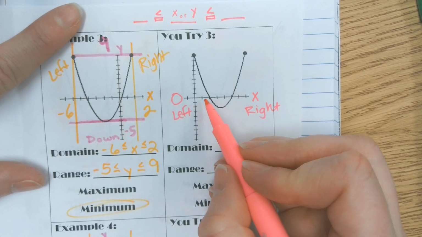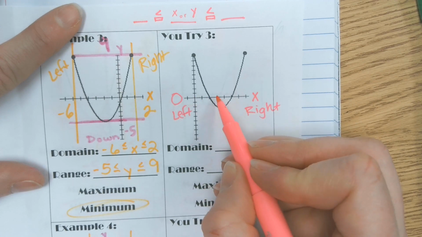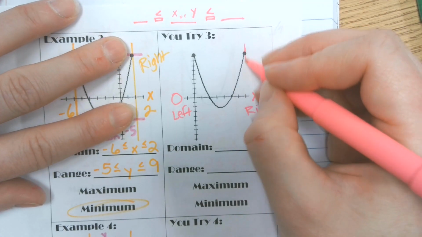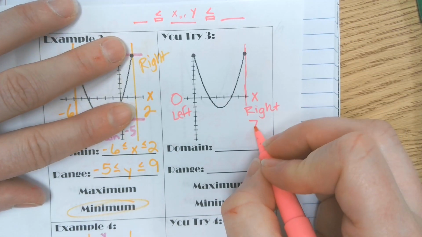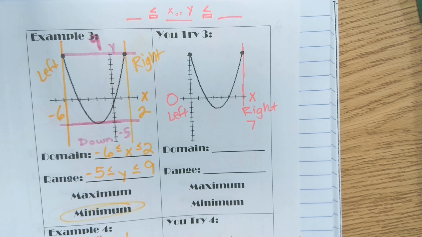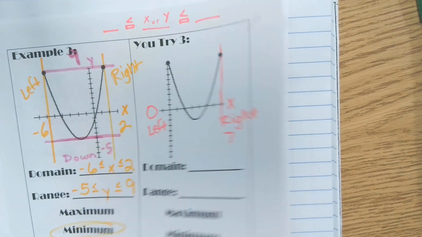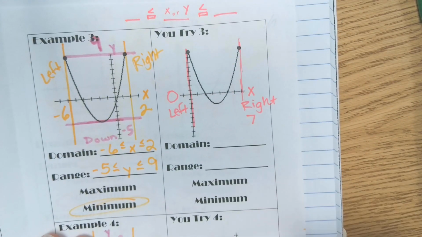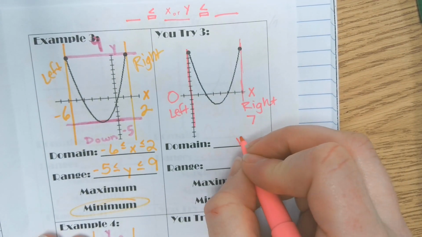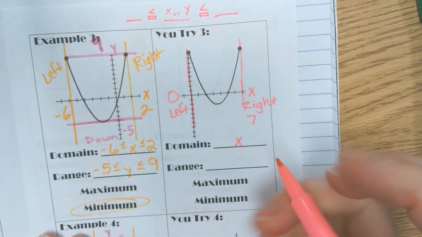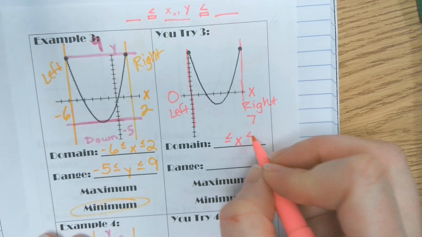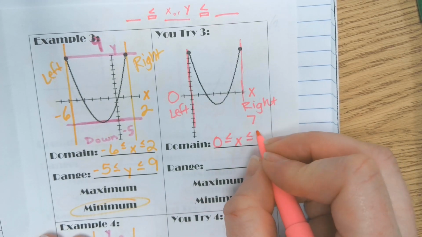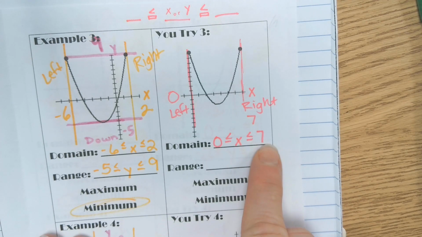And then right, it goes, let's count from the origin, 1, 2, 3, 4, 5, 6. I think that's a 7. Yeah, that'd be 7. So it goes 0 to 7. So we write that with X sandwiched in the middle. These are both closed dots, so we're going to use the less than or equal to on both sides. And put the numbers, 0 and 7. So you put the smallest number to the largest.